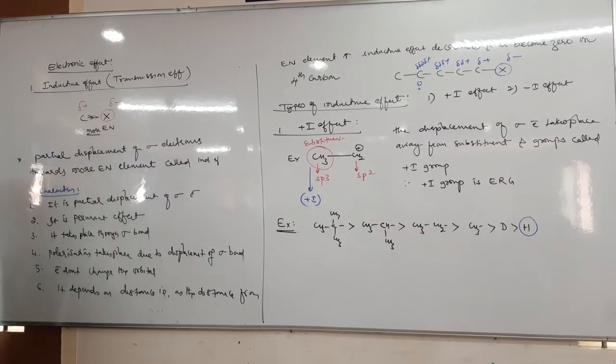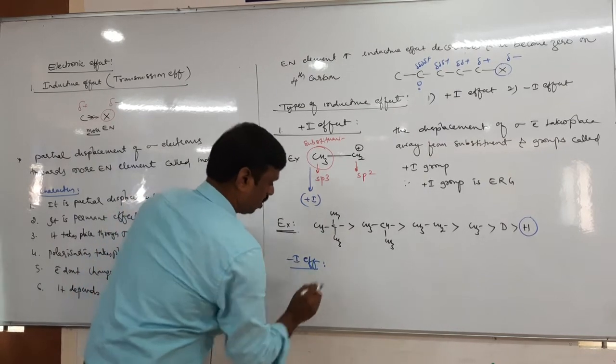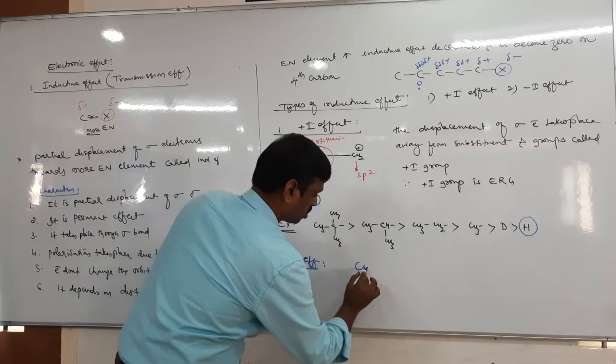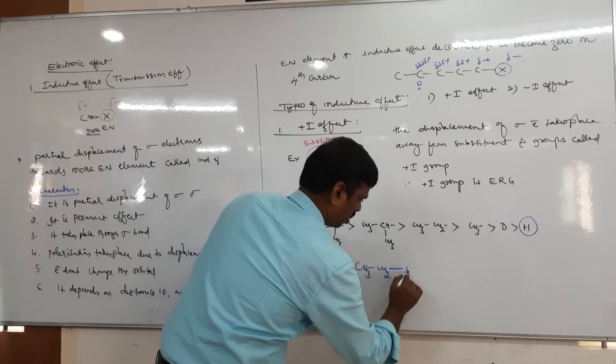Okay, next is minus I groups. Tell me, what is the minus I effect? The displacement of sigma electron takes place towards substituent. Can you tell me an example? So minus I effect, let us take it is CH3, CH2, Cl, chlorine.